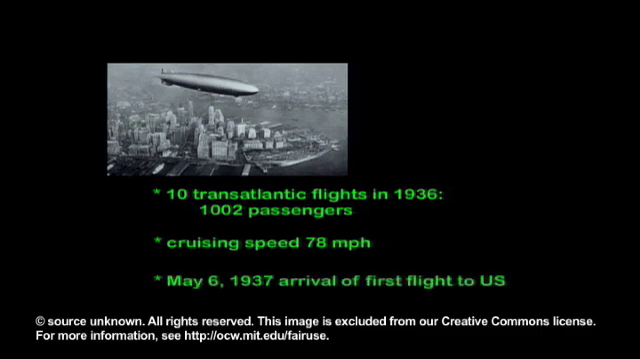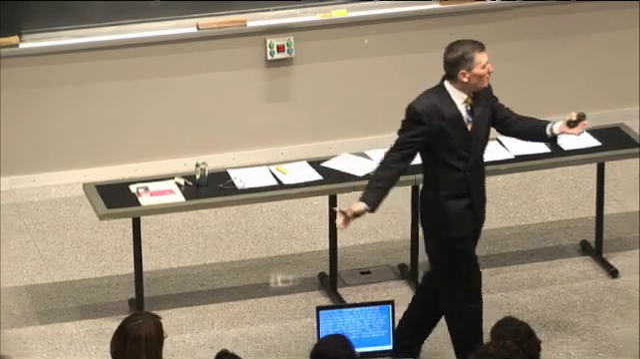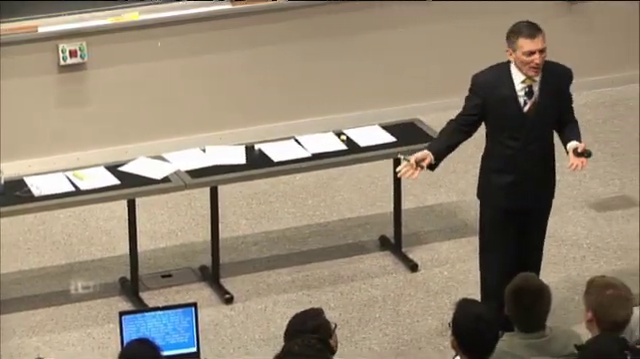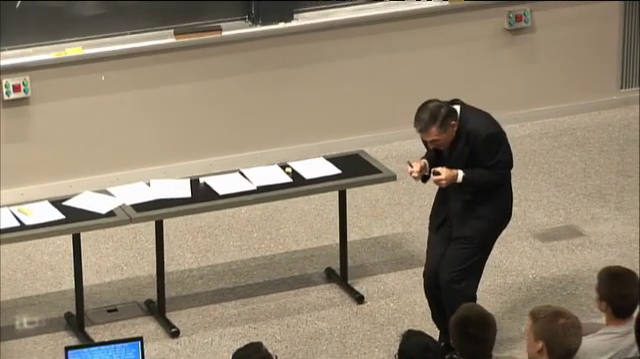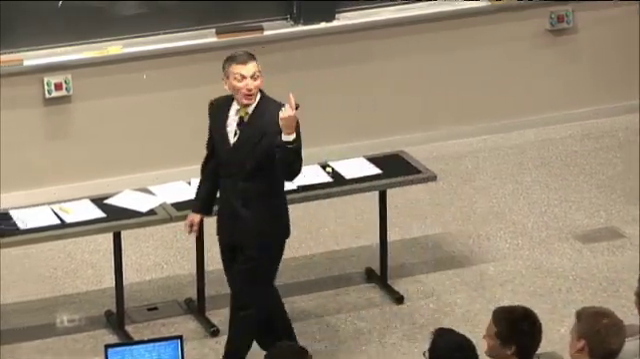10 transatlantic flights, 1936. 1,002 passengers. Cruising speed 78 miles an hour. It took 2.5 days. By the way, 100 feet diameter. I mean, when people traveled, they traveled in style. They had a ballroom there, they had a grand piano. People didn't sit like this, with a plastic knife and fork. That's progress, right?